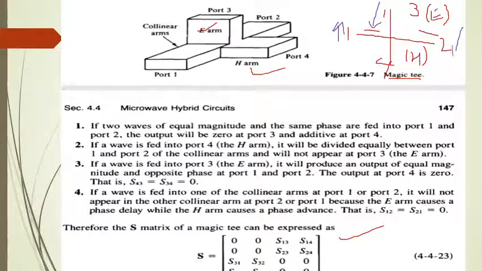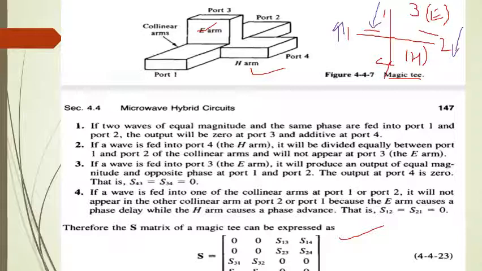It is just a combination of E and H arm. So if you make this diagram, it becomes easier. Now according to whatever properties we just discussed, the same way the S matrix can also be written. We are assuming over here S11, S12, S21 and S22. Now here all the diagonal elements are kept to be 0.